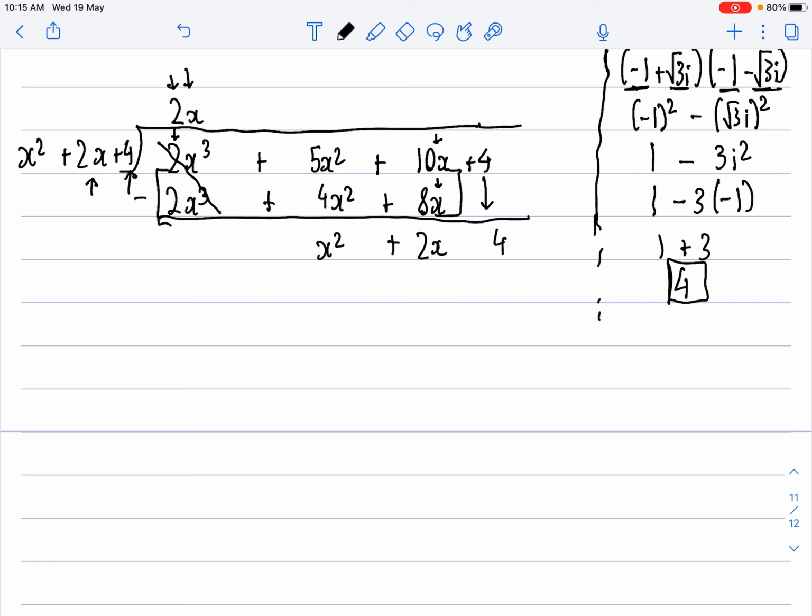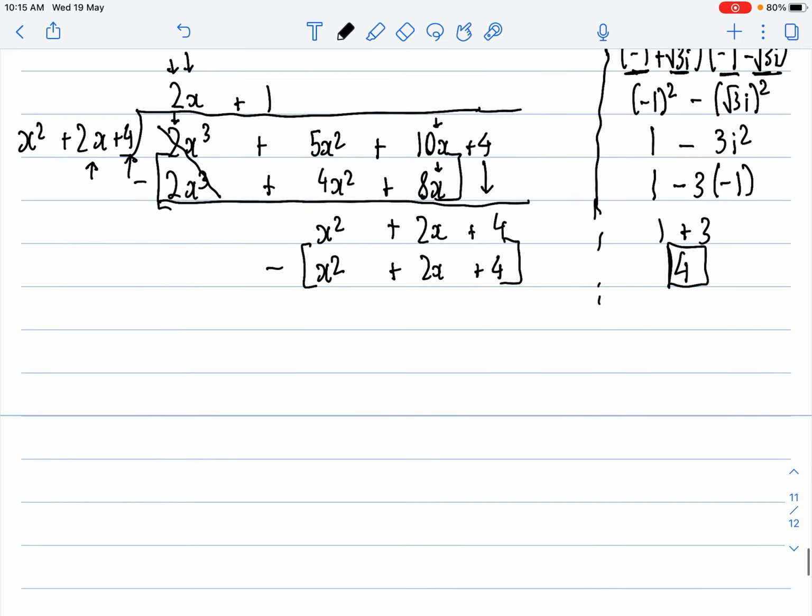Now basically I need an x square here. So what should I multiply by x square to get an x square here? Simply multiply it by 1. So x square into 1 is x square plus 2x plus 4, and when I multiply negative to this, I know my remainder will be 0, which gives me an indication that the quotient I have is a root, because my remainder is 0.